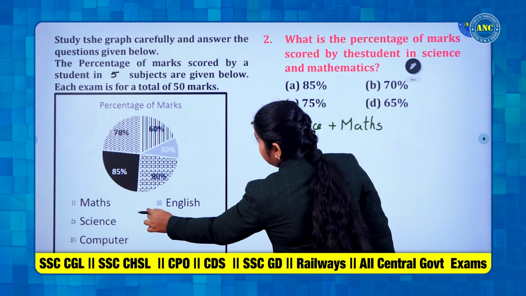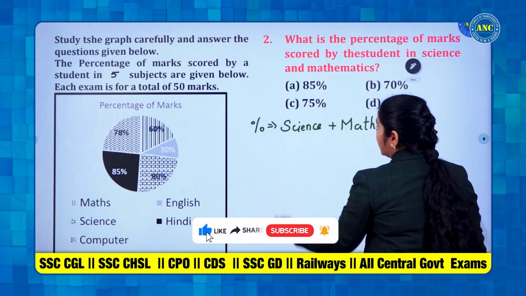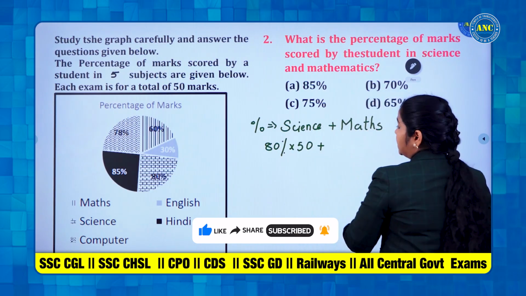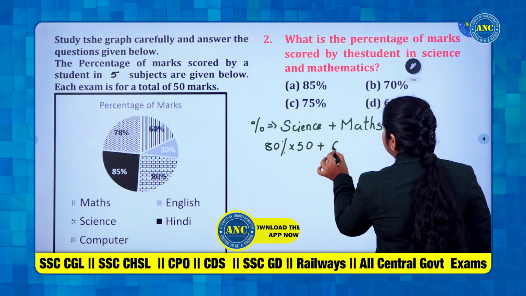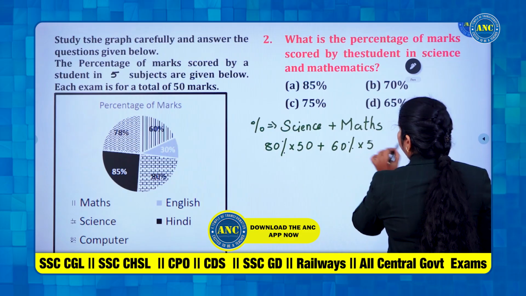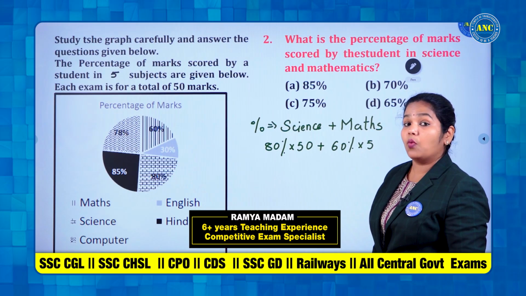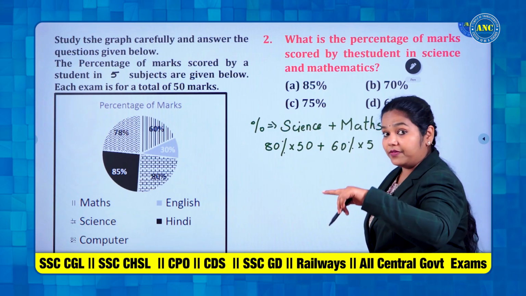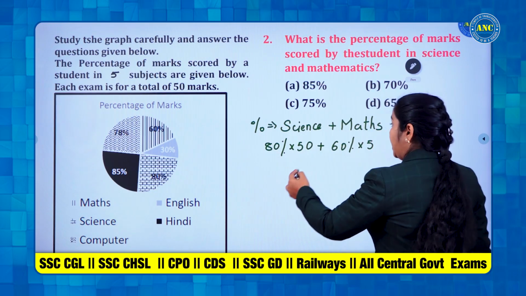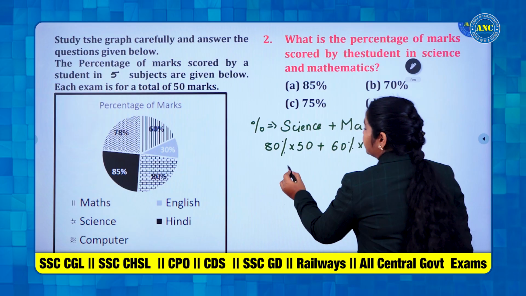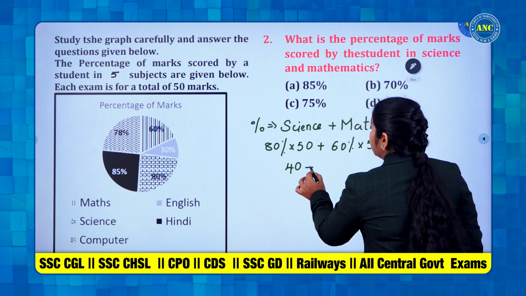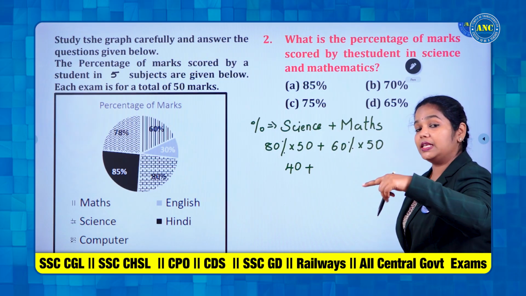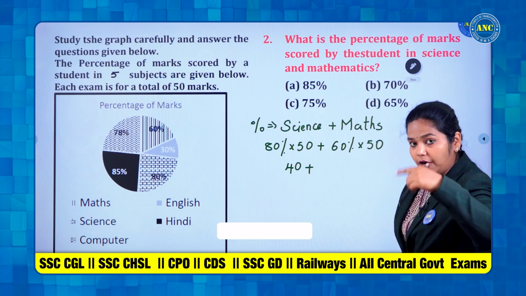See, take science. In science, how much marks? 80%. Yes. 80% of 50 plus maths. Maths, if you see, it's 60% of 50. Right? Yes. And they're asking what percentage? Take this value. 80% of 50, how we have done in the previous question. 80% of 100 is 80, then 80% of 50 is 40. Yes. Plus 60% of 100 is 60. Then 60% of 50 is half of 60. Half of 60 is 30.